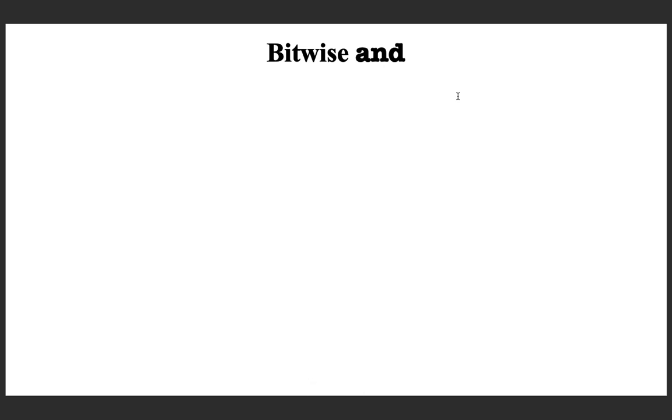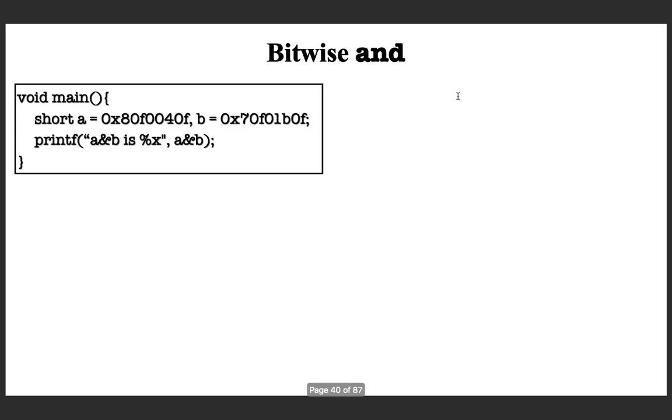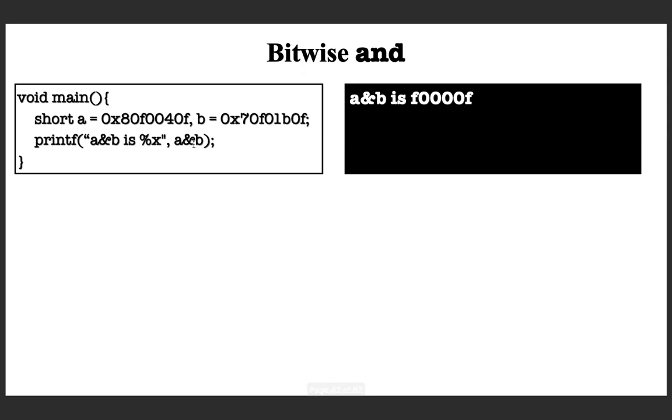I think now the context is very clear. So let me proceed. So I have two hexadecimal values in A and B. I am performing bitwise AND, which is a single ampersand symbol. Recall that double ampersand means the logical AND, which is performed on the entire data. Here it is bitwise AND. And if you perform it, you are getting this result.